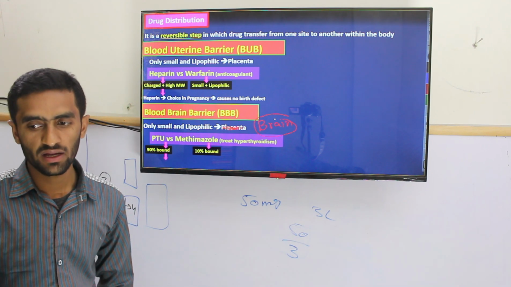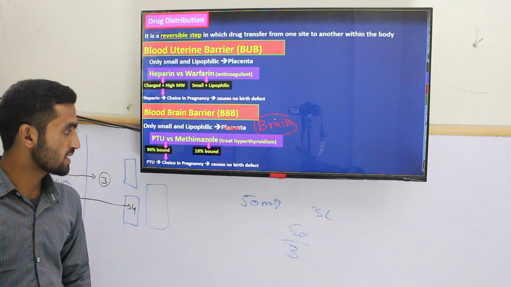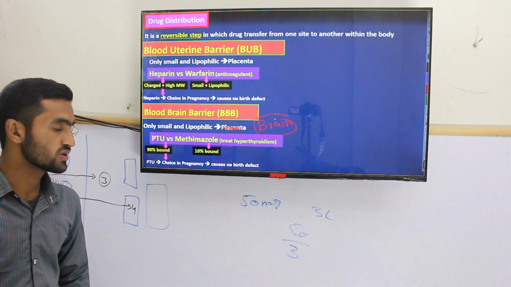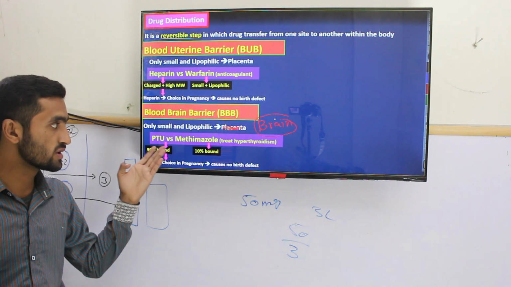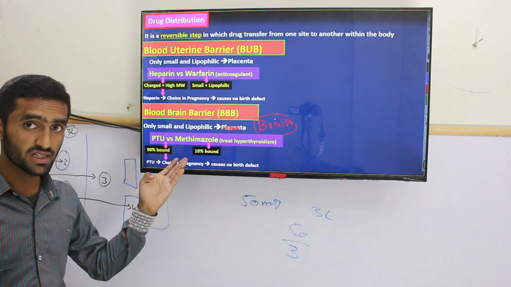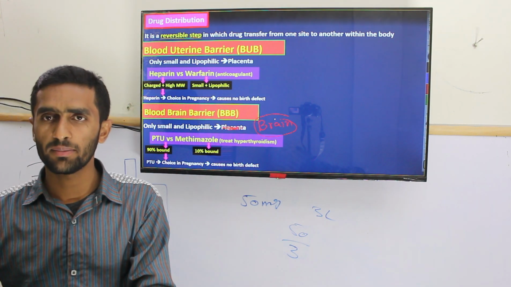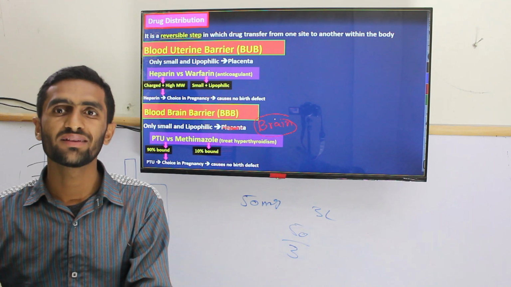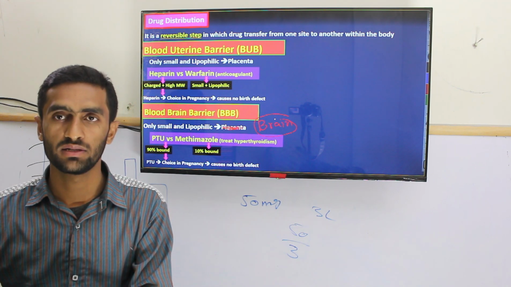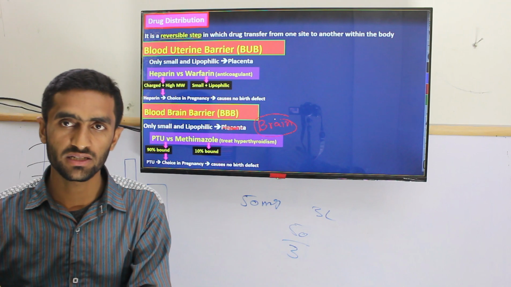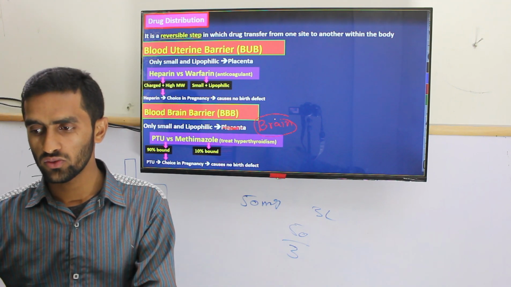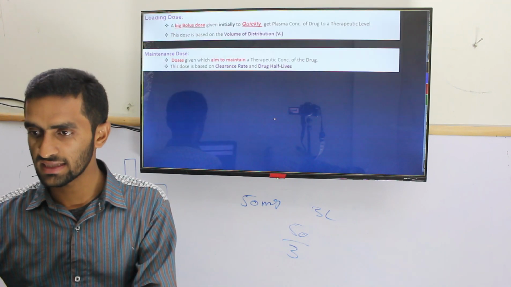That's why PTU is chosen in pregnancy, and so it causes no effect. Otherwise, if you give methimazole, for example, it can go to the baby, where the baby is not a hyperthyroid patient, and it can cause cretinism, meaning the brain is not developed properly. So we should be careful regarding all these concerns.